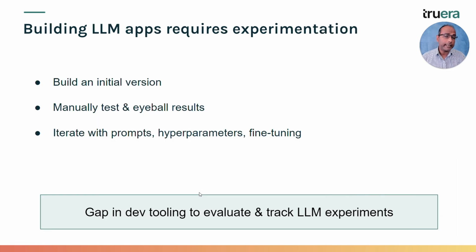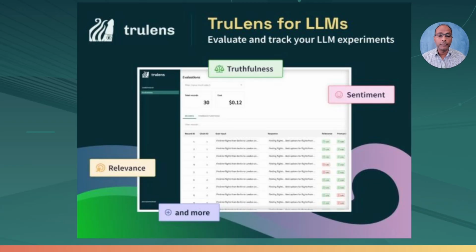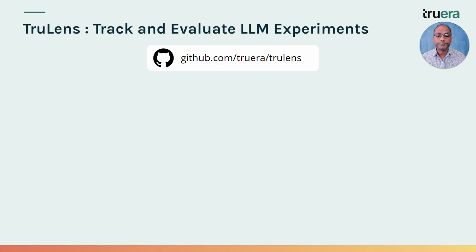As LLM applications are being built, it's very important to do experimentation. The typical workflow is for the developer to build an initial version, manually test and eyeball results, and if those don't look very good, to iterate with prompts, hyperparameters, and fine-tuning. Unfortunately, this process is not well supported by tools. There is in particular a significant gap in tooling to evaluate and track LLM experiments, and that's precisely the problem that we address with TruLens for LLMs.